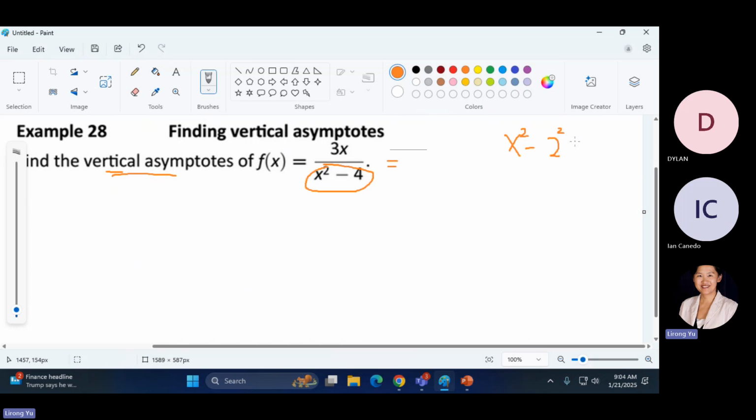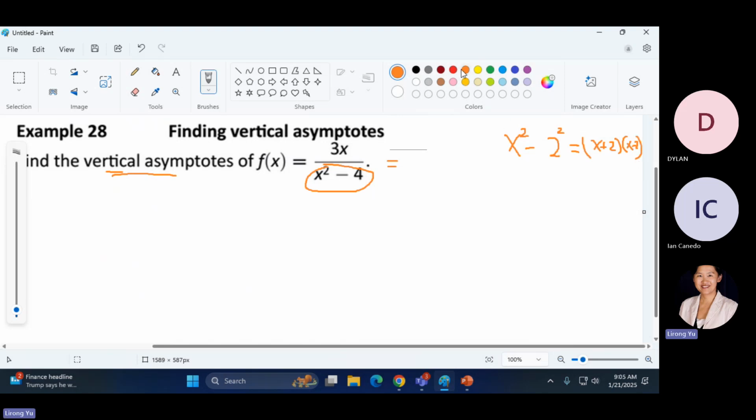Remember, if you have one square minus another square, how do we factor it? Can we factor the denominator? So this is equal to what? You remember, a squared minus b squared is? No, it's not necessary. We're not talking about Pythagorean. We're talking about subtraction of squares. Remember? Right. So equal to x plus 2 times x minus 2.